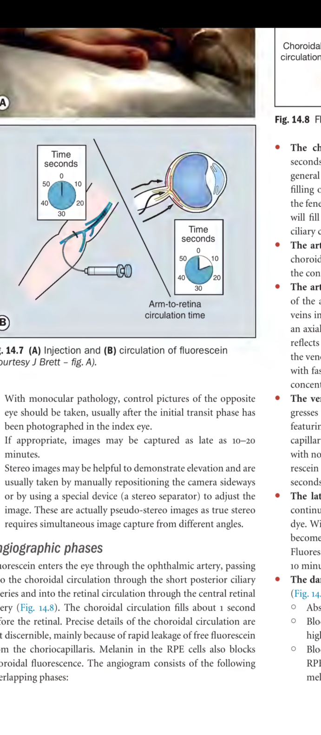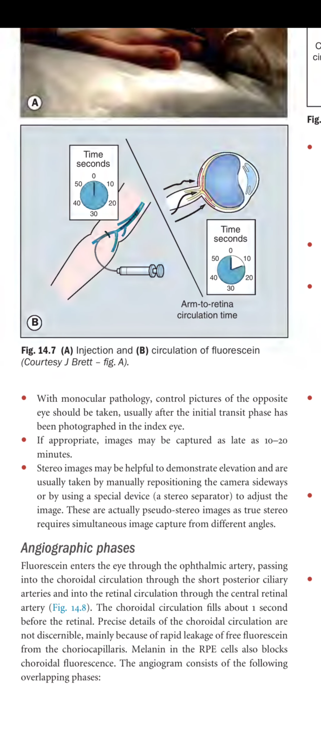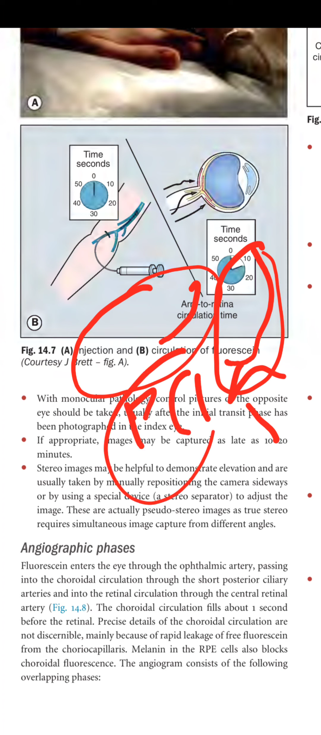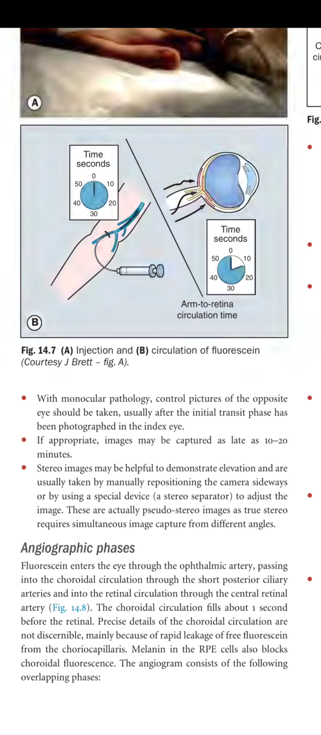So, fluorescein enters the eye through the ophthalmic artery, passing into the choroidal circulation through a short posterior ciliary artery and into the retinal circulation through the central retinal artery. So basically, the retina has two blood supplies: a retinal supply and a choroidal supply. The choroidal circulation fills about 1 second before the retinal.